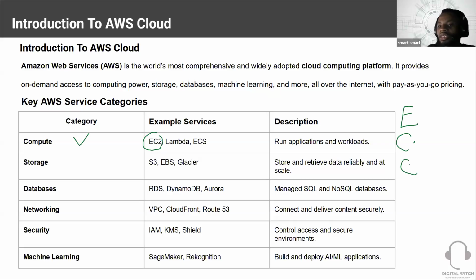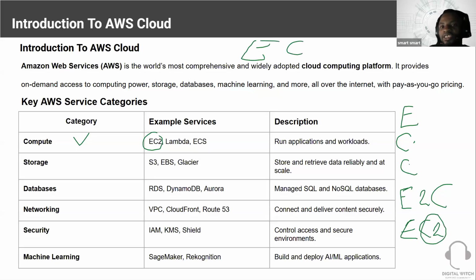That is E2C. But they say no need for E2C, they will change it to EC2, right? So it's like double C, ECC. The short form for ECC is what?